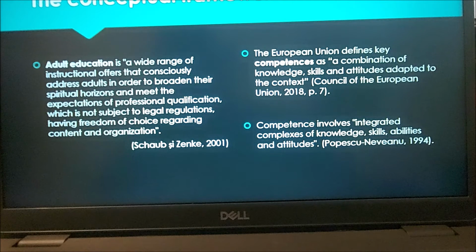The concept of competence is challenged as it differs in the definition given from different perspectives by various authors. From a broad, general perspective, competence is understood as the cumulative result of the personal history of an individual in his interaction with the outside world. The European Union defines key competence as a combination of knowledge, capacities, and attitudes adapted to the context.